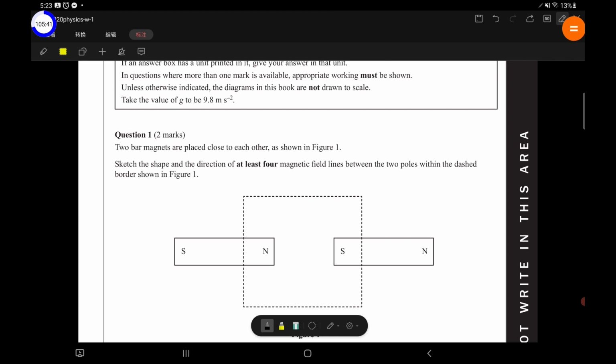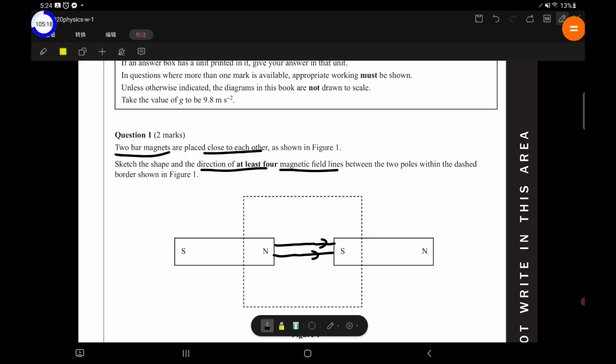Okay, so question 1. We have two bar magnets that are close to each other. Well, that's pretty obvious from the diagram. Show the magnetic field lines between these two magnetic poles. Our north and south poles are at. So we have unlike poles. That means we're going to have attraction.